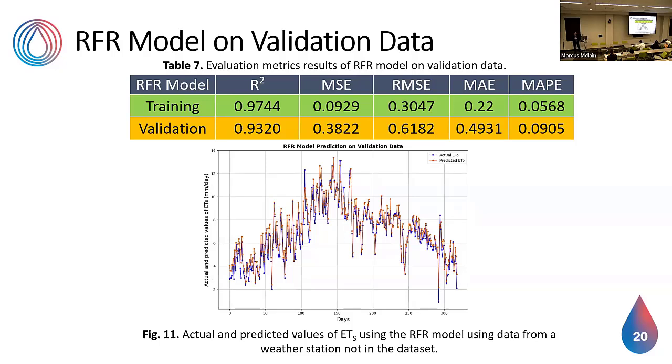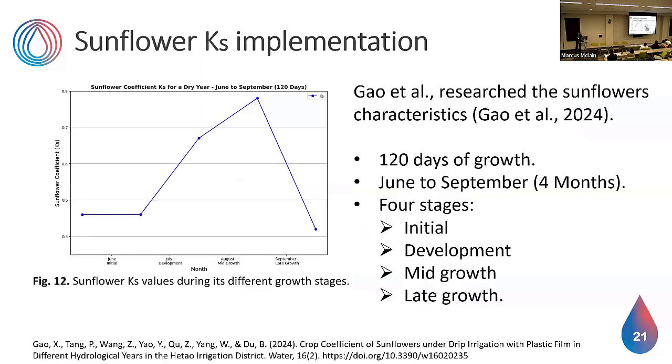The same here for the random forest regressor, but as you can see here, the random forest regressor model tends to predict better than the MLP model, specifically around the 150 days.